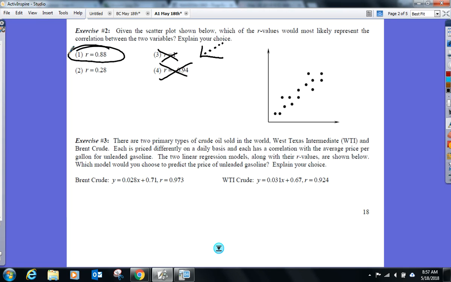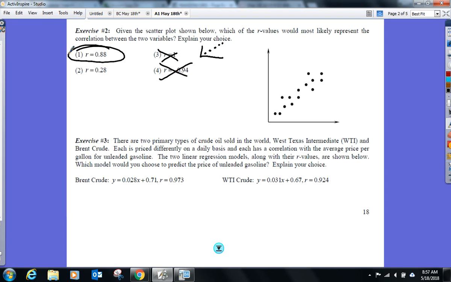This is just your knowledge of R values. Which model would you choose to predict the price of unleaded gasoline? What's got a better correlation to it? The Brent one or the WTI one? Which one's got the better correlation?